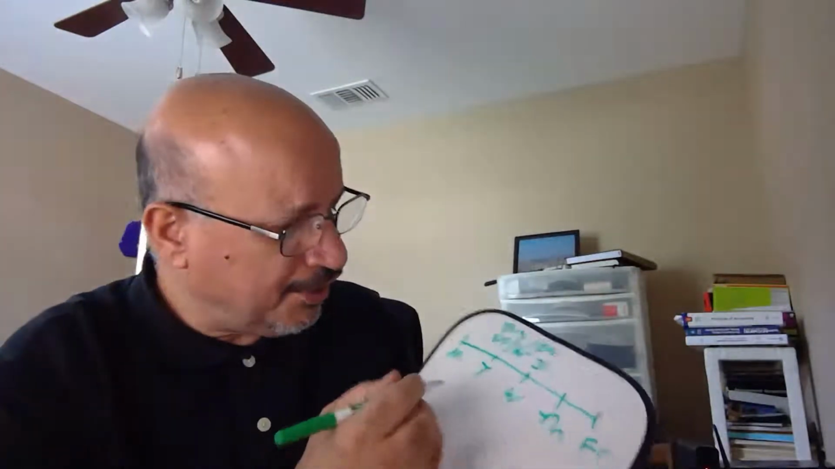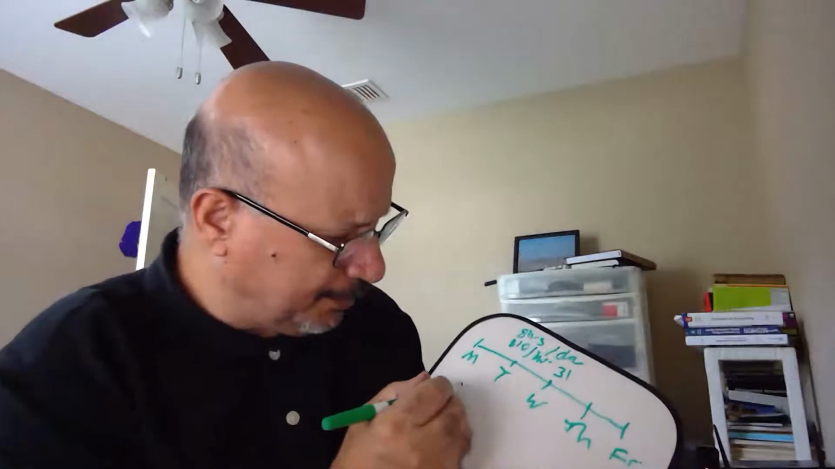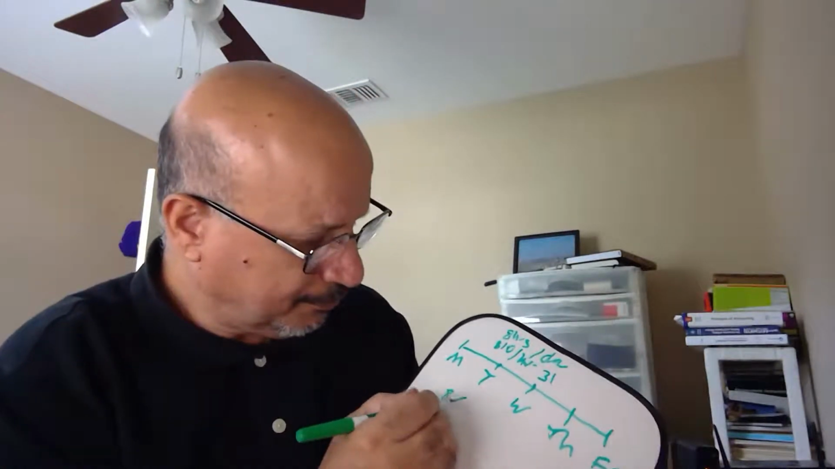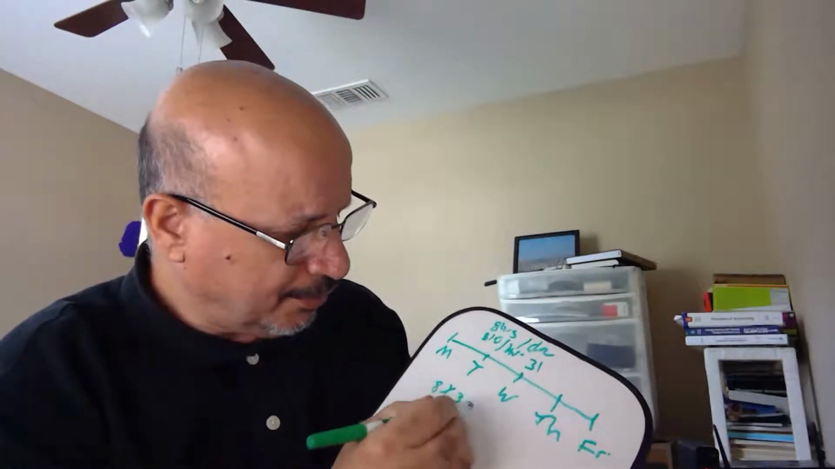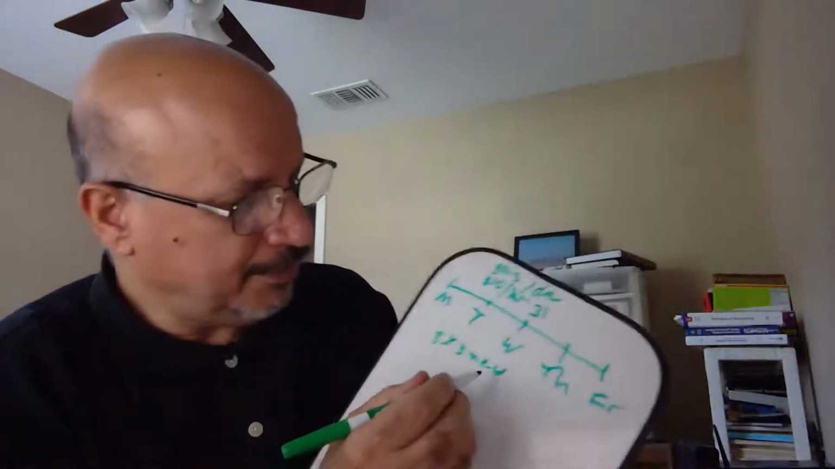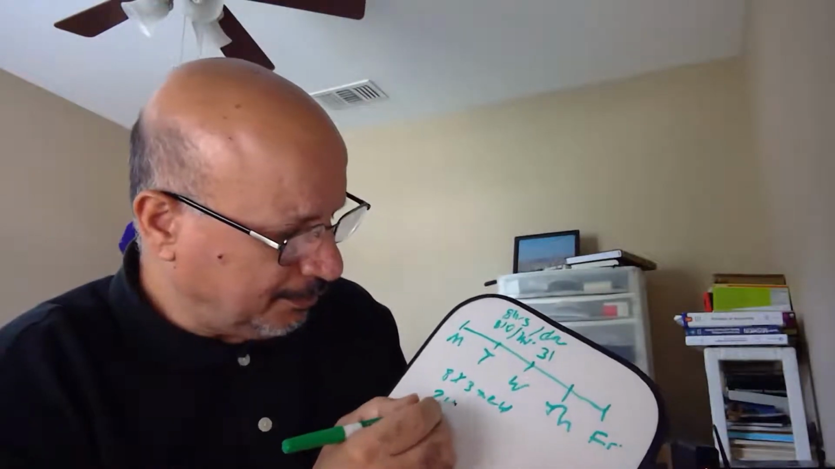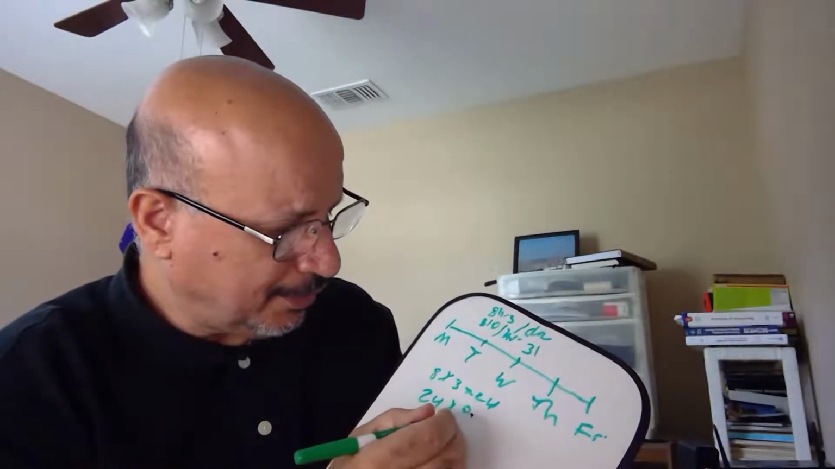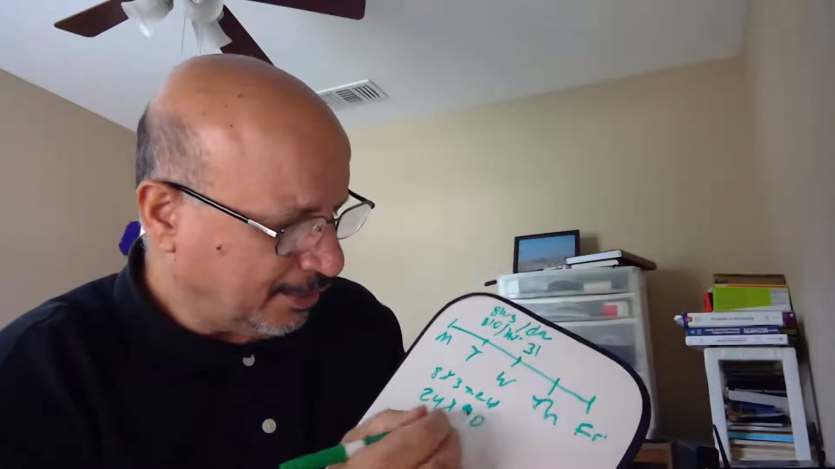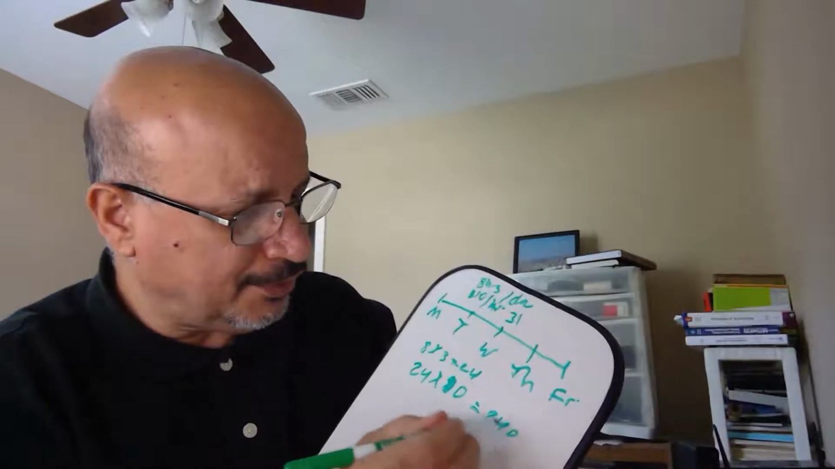Okay, so this is 3 days of wage expense, 8 times 3, 24 hours, 24 times $10 an hour. That will give us $240.